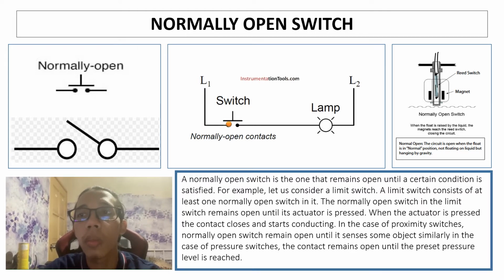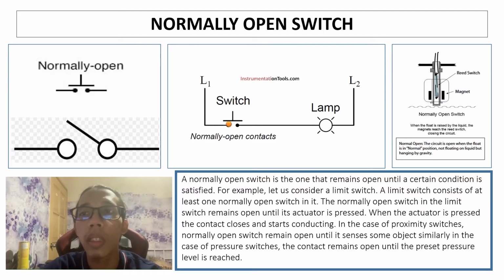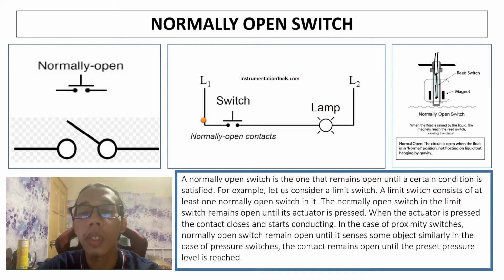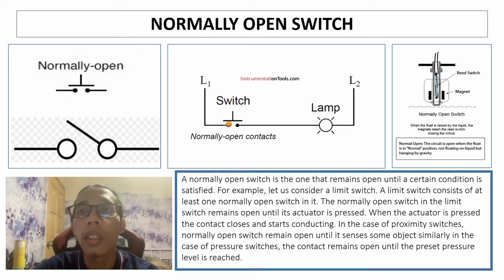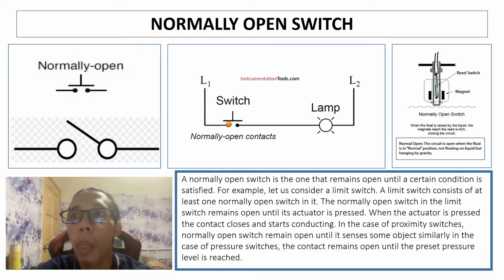In the case of a proximity switch, the normally open switch remains open until it senses some object. Similarly, in the case of a pressure switch, the contact remains open until the preset pressure level is reached. As we can see in the picture above, when the current tries to pass through the circuit, it stops at the switch because the switch does not connect to the circuit, because it is a normally open switch.